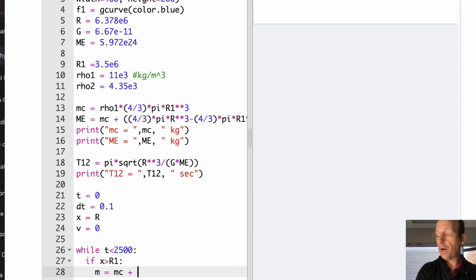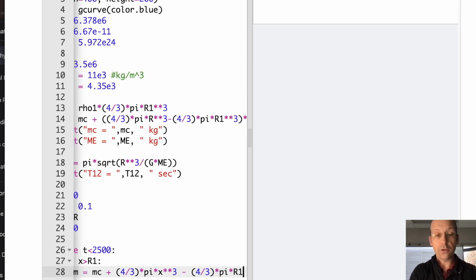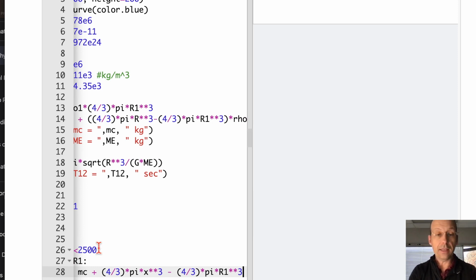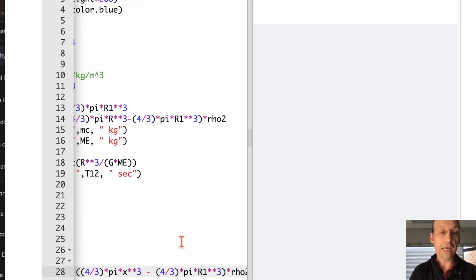It's 4/3 pi r x cubed. So 4/3 times pi times x cubed, which is r, minus 4/3 times pi times r1 cubed. And then that's my volume. I need to multiply that by rho 2. Okay, so that's my total mass.